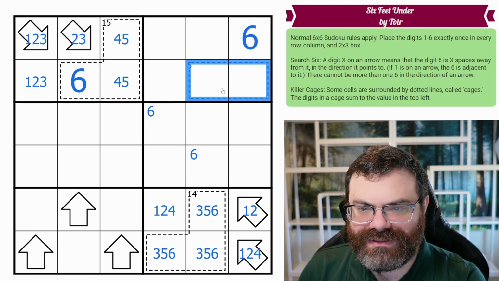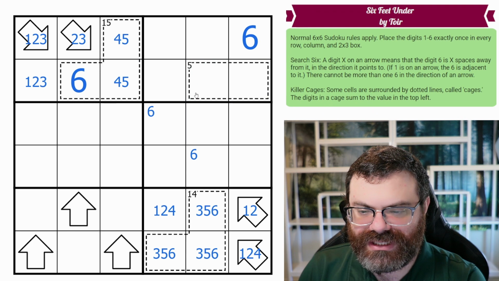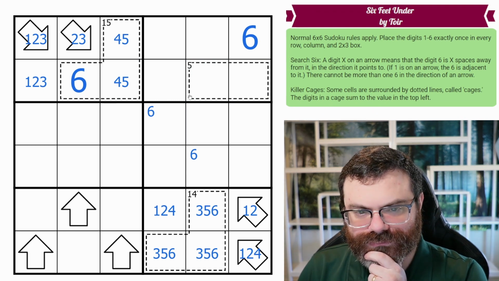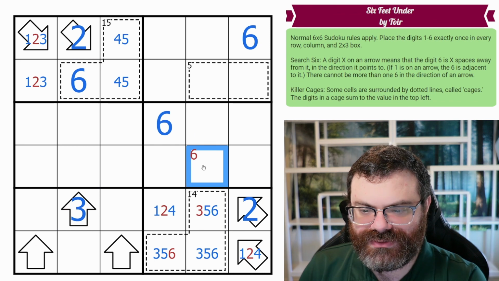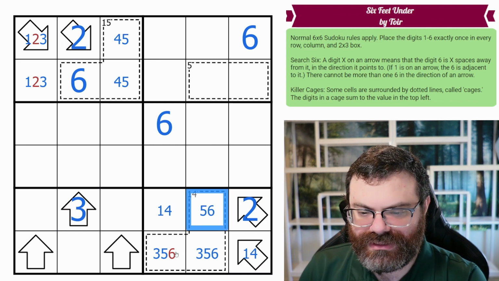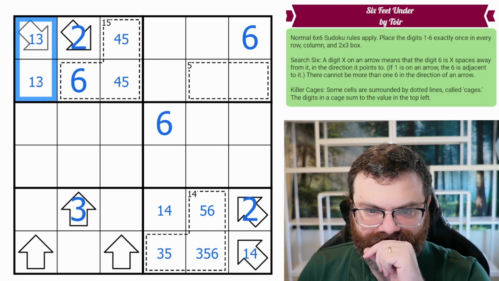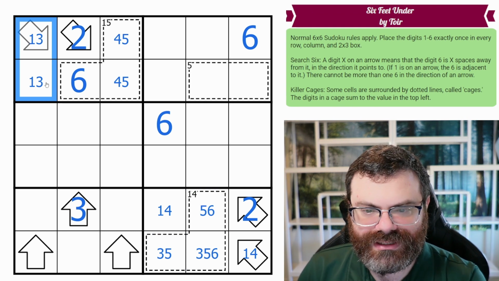We can't put a 5 in the 5 cage, which is only notable because we're almost out of places to put 5, but not quite. This 6 now, this is pointing at this 6, so this has to be a 3. 1, 2, 3. So that makes that a 2. That places this 6 and makes this a 2. Okay. Get this 1, 3 pair here.